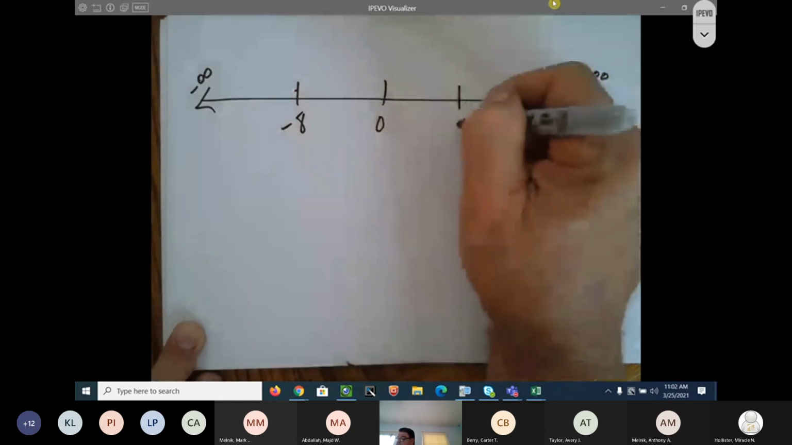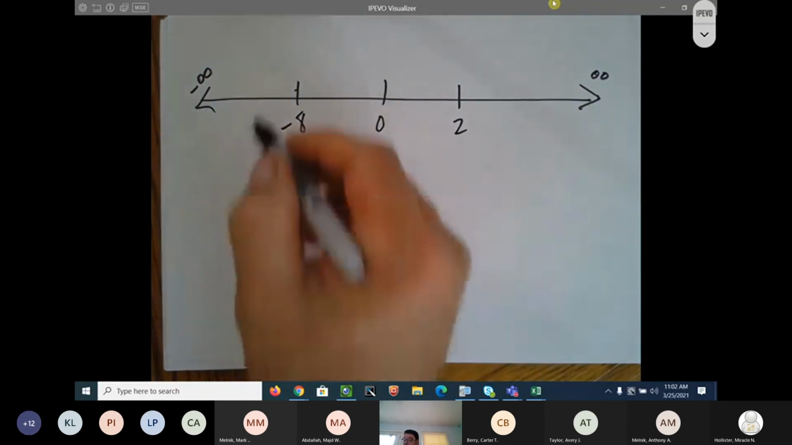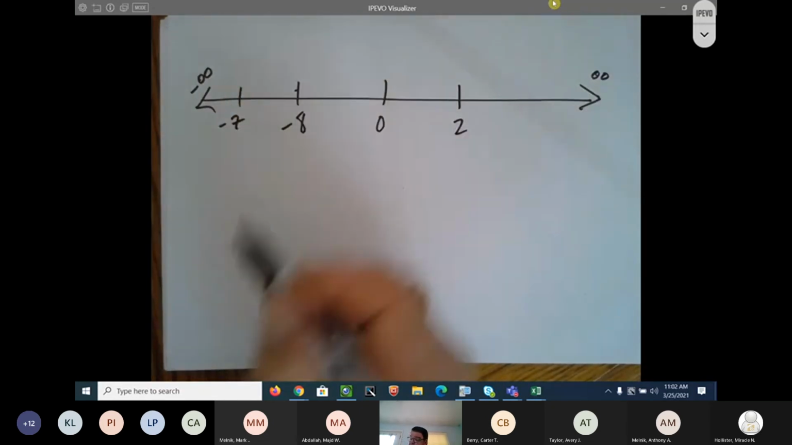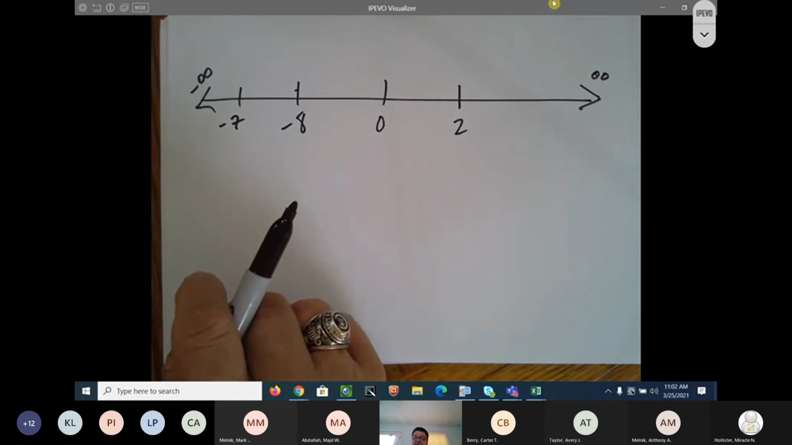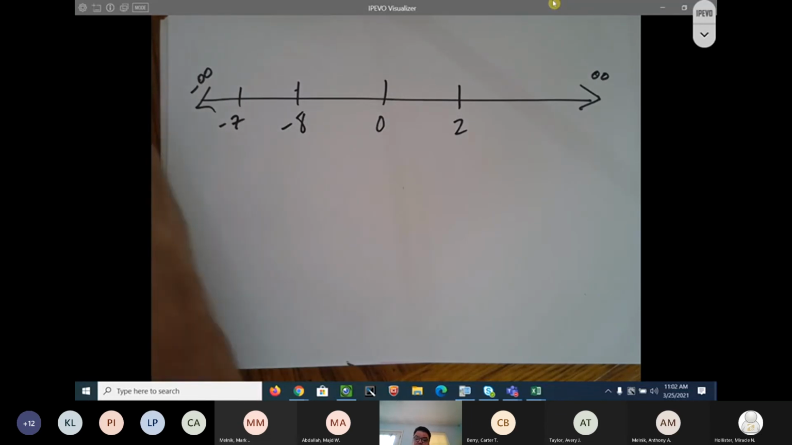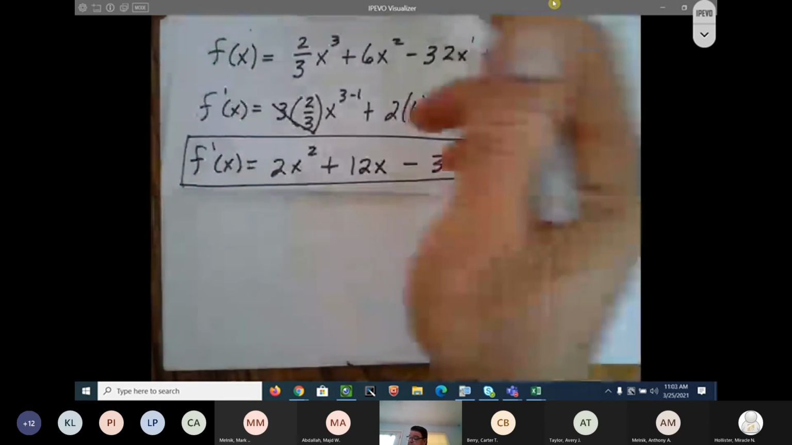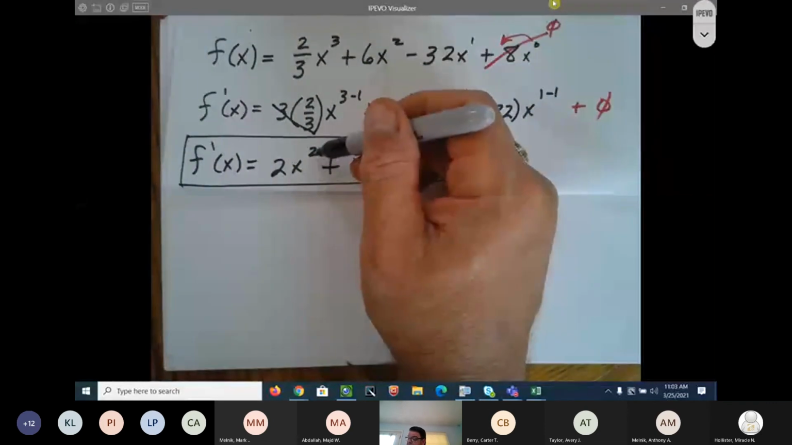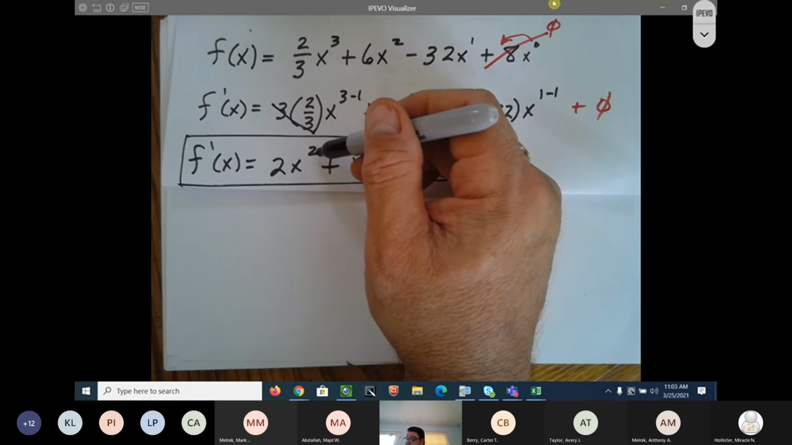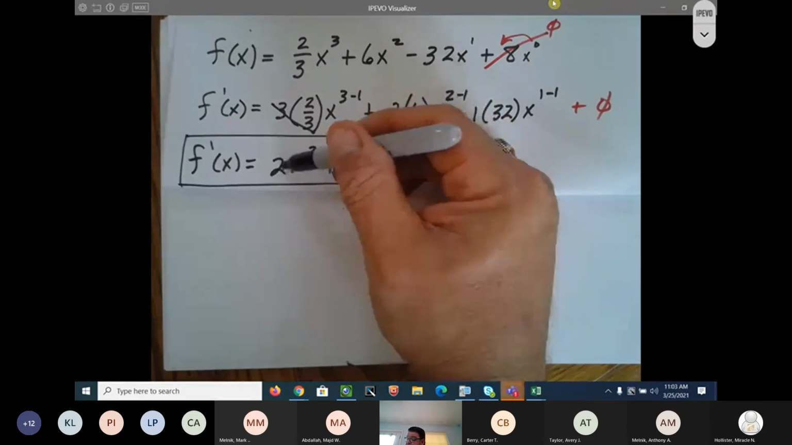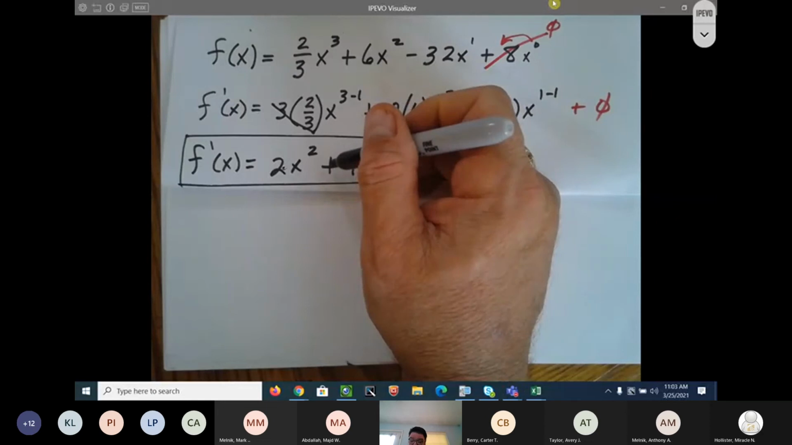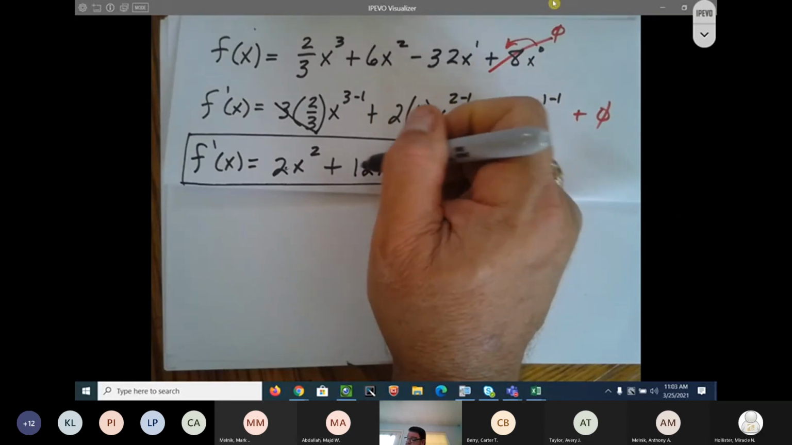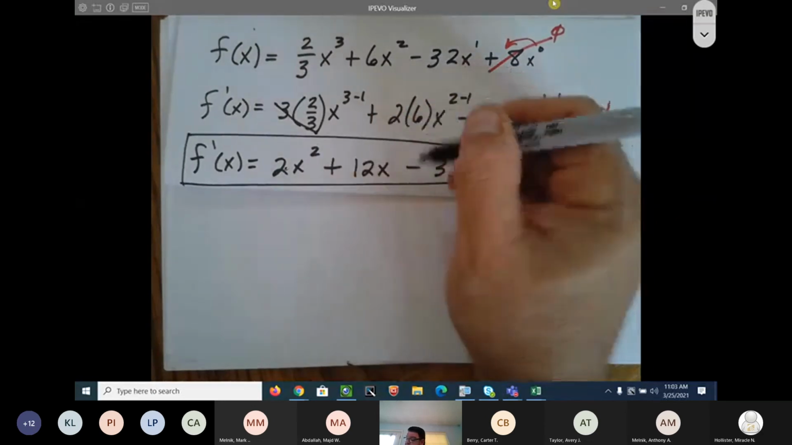All right, pick a number, negative 7. What happens when you plug negative 7 into the original equation? What do you get? Well, negative 7, I'm sorry, you can plug it in here too. Negative 7 squared is what? Positive 49.